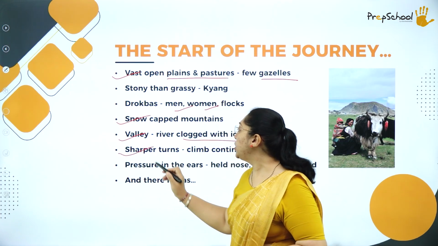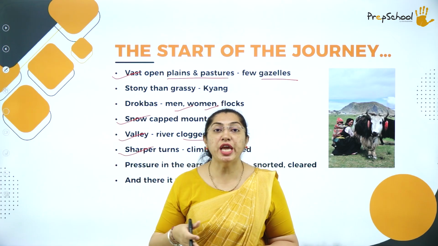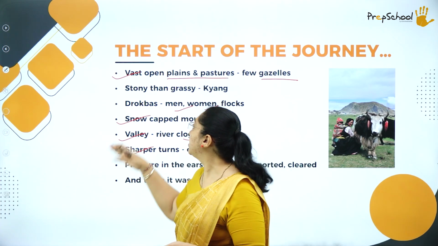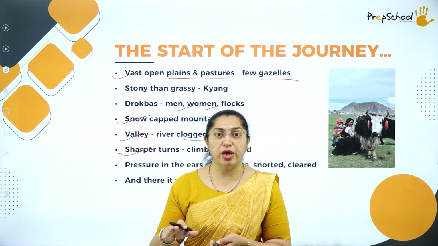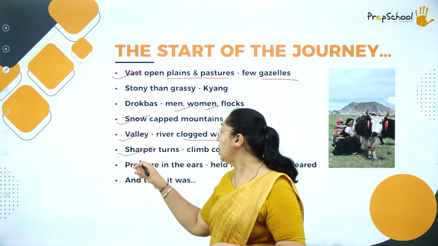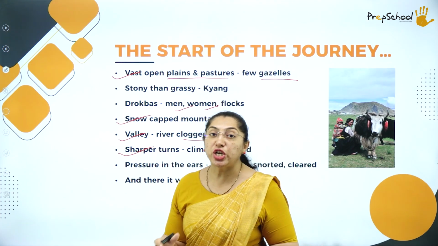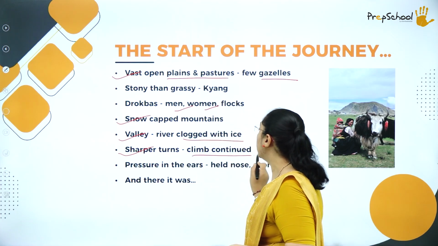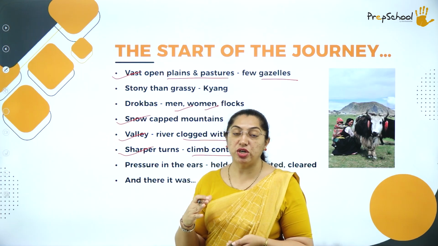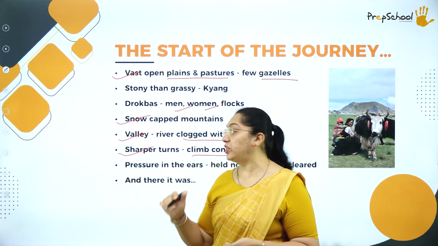And sharpened turns. When they started their journey, as I told, it was stony and grassy places. It was very hard for them at first to move, because stone is okay, but stony and grassy places were harder. After that, it was through sharp turns. It was not easy for them. They had to take the sharp turns and keep climbing, and their journey continued. The height was increasing day by day.